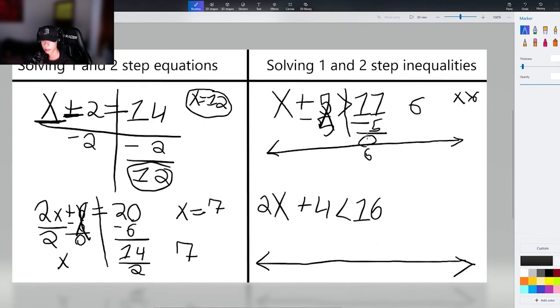So you want to take that. Sorry, this is so cramped. I only have so much room. And it's greater than, so you're going to have this line going that way, showing that x is greater than 6.